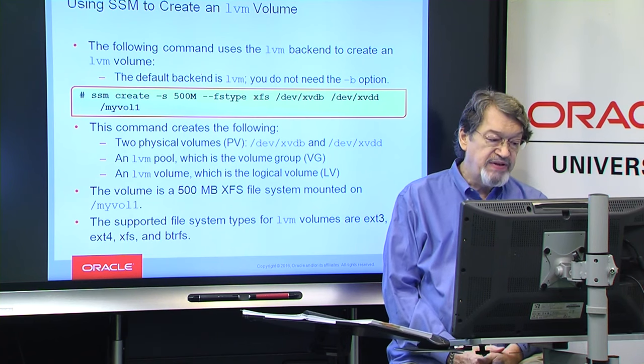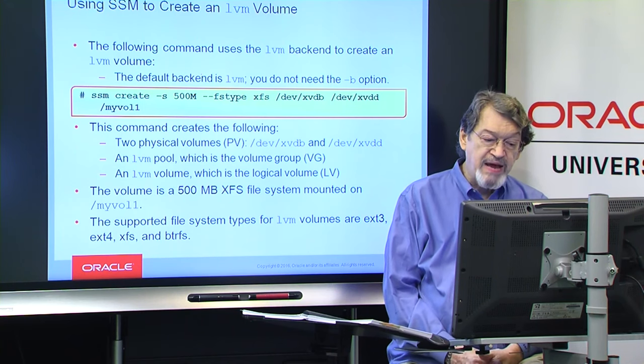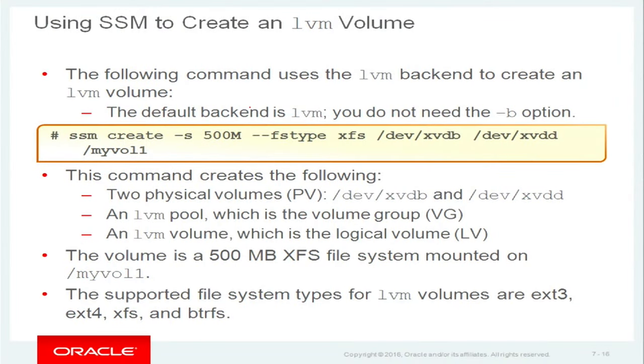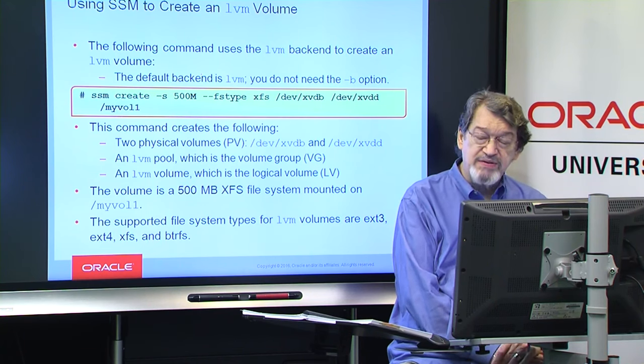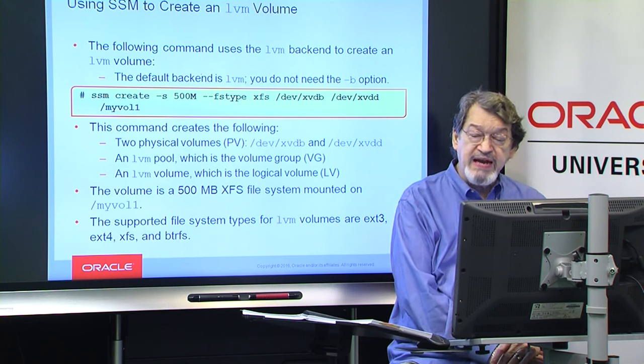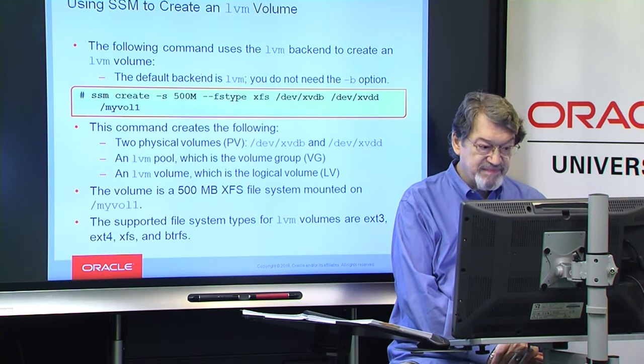So here, we've taken ssm create -s size 500 meg, file system type XFS. We didn't give it any RAID designation. And so we now have, once again, xvdb and xvdd as two physical volumes. We now build a volume group called myvol1. And this one LVM volume now has a logical volume inside of it. So it's kind of like a one-step process. I don't need pvcreate, vgcreate, or lvcreate.